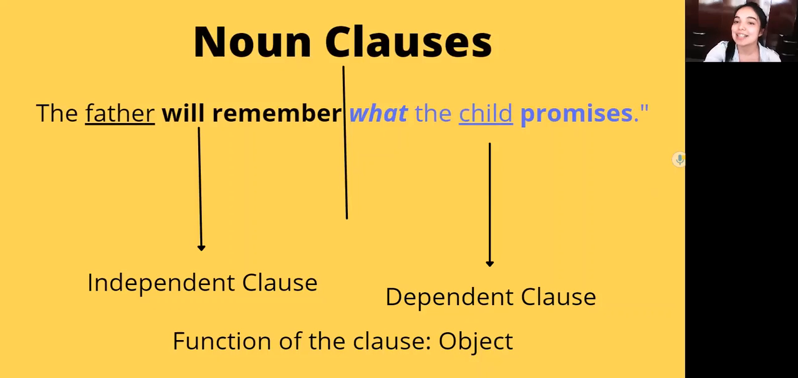And in the dependent clause, we have what as subordinator, but we have something very different. We have the child, sorry, I cannot see, promises. Child is our subject. What is our subordinator. Now we have a subject that is child, okay? And our verb, promises. What else? The function of this clause.